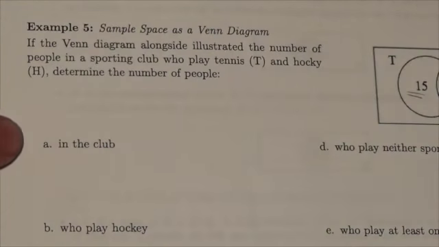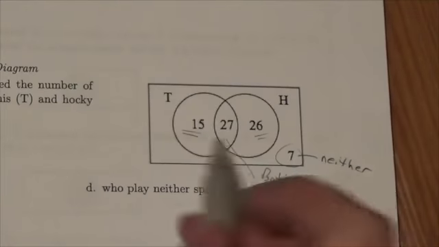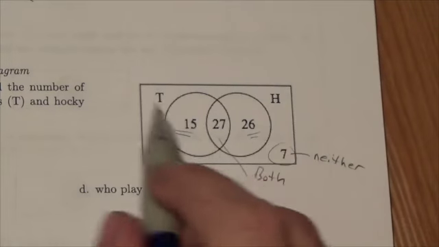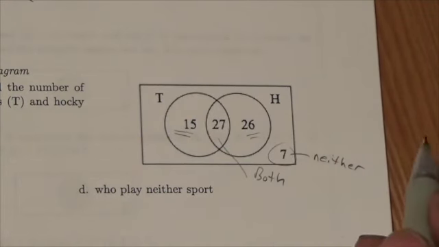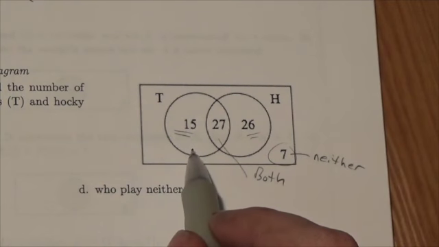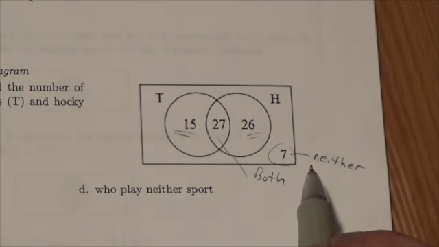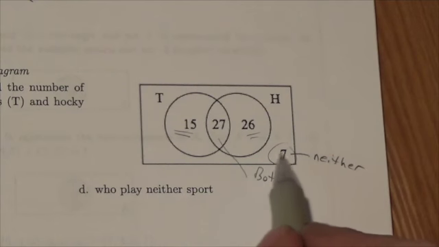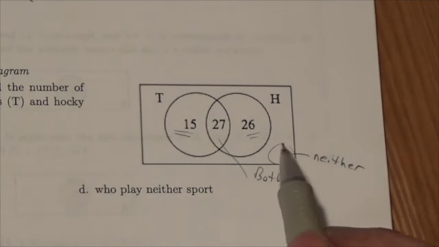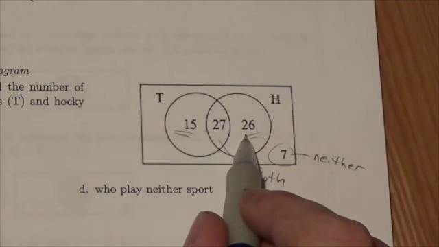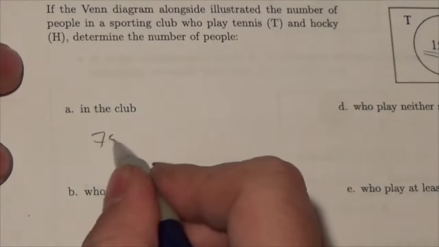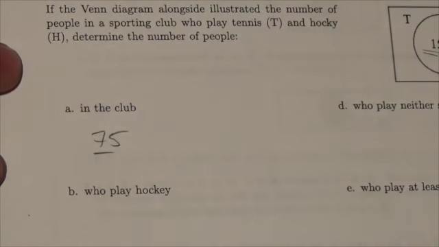Now we come over here. How many are in the club? Well, the club represents the universe, okay? So this is everybody that's of any consequence right inside there. So the number of people in the club is simply going to be the sum of these numbers here. Now, don't forget the 7 people out here that don't play either one of those. They're still important in this question. If you take 15 plus 27 plus 26 and add the 7, you get a total of 75. So there are 75 people in the club.